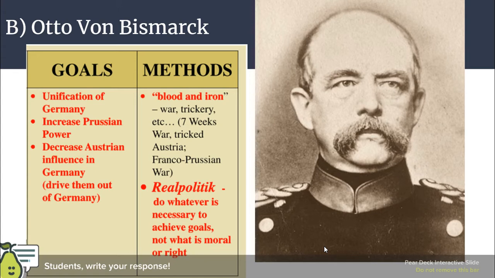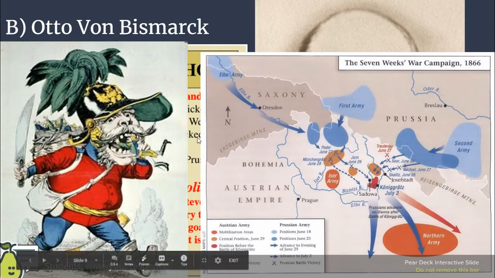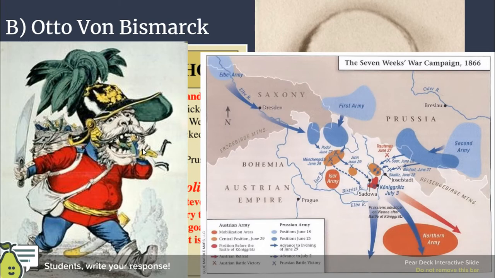We often describe this strategy as realpolitik, which is basically doing whatever you need to do in order to achieve your goals, not necessarily focusing on morality and the correctness of your actions. So the goal, again, is to very slowly gobble up. As you can see here, here's Otto von Bismarck gobbling up some smaller German princedoms, gobbling up these territories by breaking them off from Austria and France.